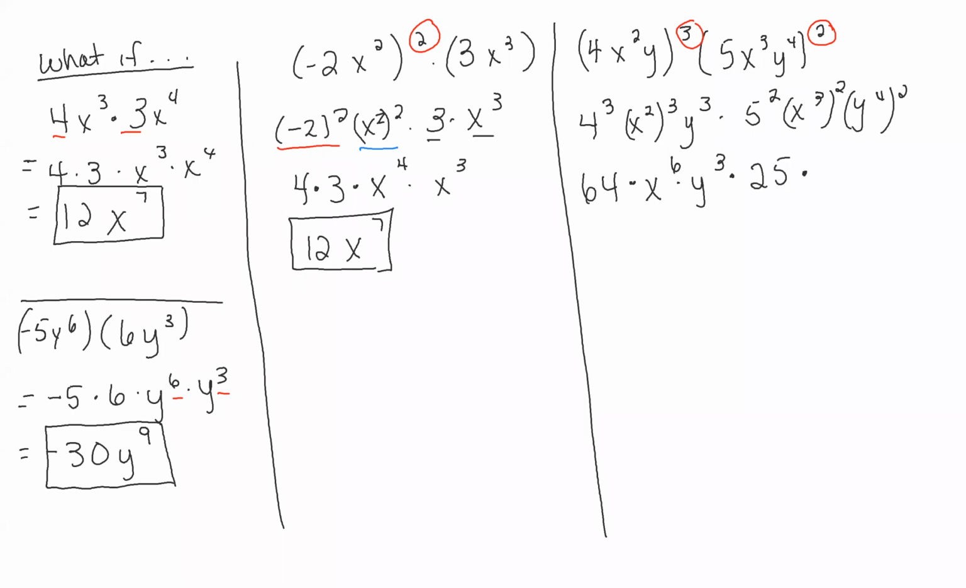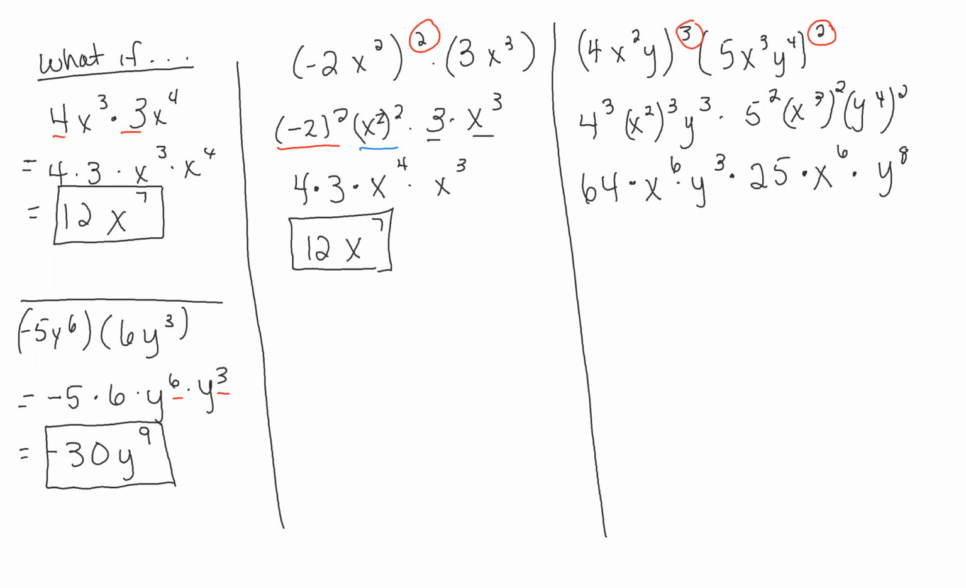And then I'm going to use the power rule to simplify x to the third squared. I keep the initial base and I multiply the exponents. And then finally, I have y to the fourth squared. I keep the initial base of y and I multiply the exponents. Okay. Now, I'm going to rearrange everything.